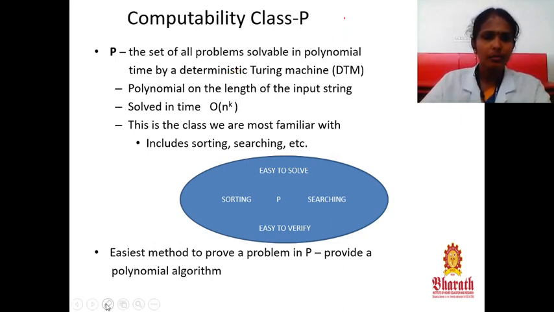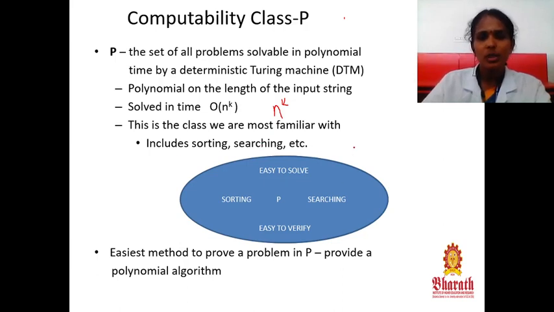Okay, next one. Polynomial on the length of the input string. Based on the length of the input string, we can find out the polynomial algorithm solved in time, that is n power k. I already told n power k, where n is the input and k is the constant. This is the class we are most familiar with: input sorting and searching.